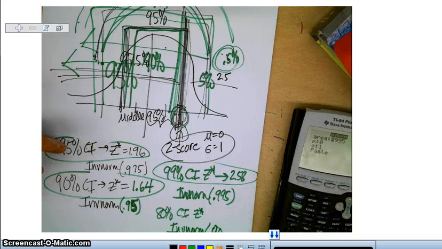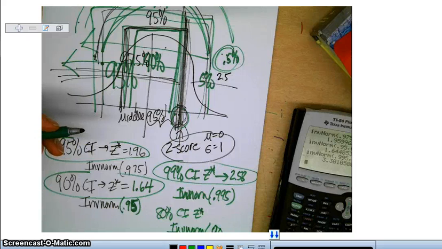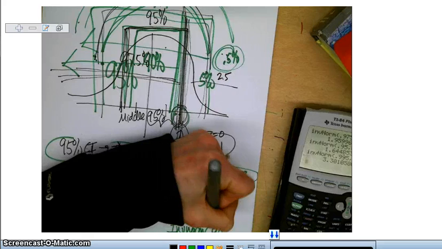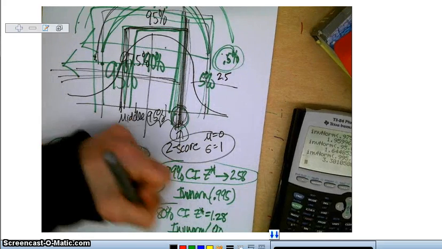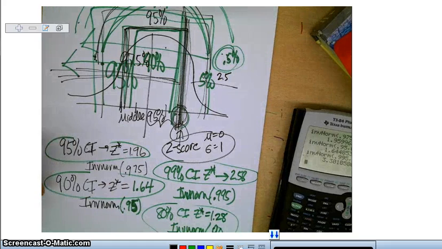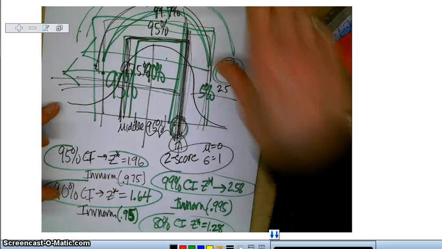So you can find the z-score, how many standard deviations away, for anything. So what would that be? 1.28. Okay. Now you're probably not going to be asked for an 80% confidence interval, but in case you are, you can figure it out. All right, so now let's go.